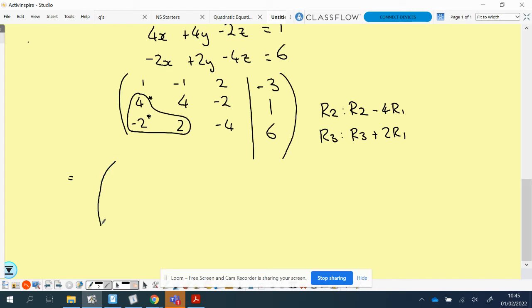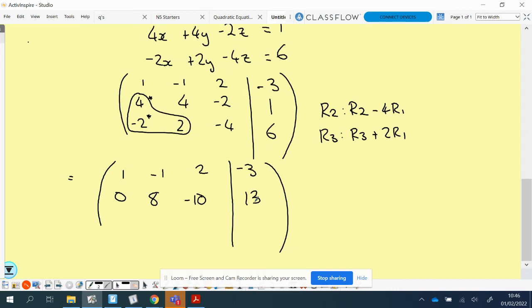So let's do those and let's see what we get. Row 1 doesn't change. Let's subtract 4 lots of row 1 from row 2, so I'm going to get a 0 in that first entry. 4 take away 4 lots of negative 1, that's 4 plus 4, that's going to be 8. Negative 2, take away 4 lots of 2, that's negative 2 take away 8, which is negative 10, I believe. And 1 take away 4 lots of negative 3, so I'm really adding 12 onto 1, which gives me 13. So that's what my row 2 looks like: 0, 8, negative 10 and 13.